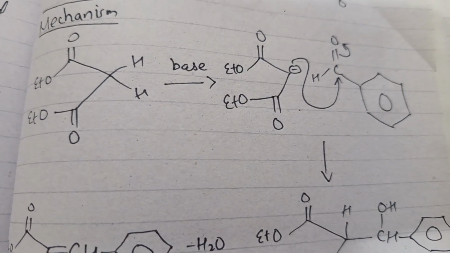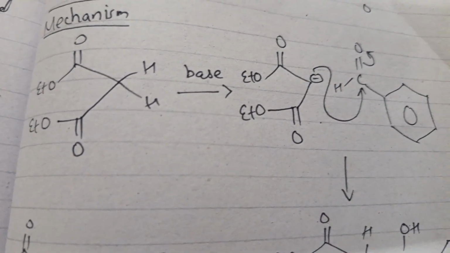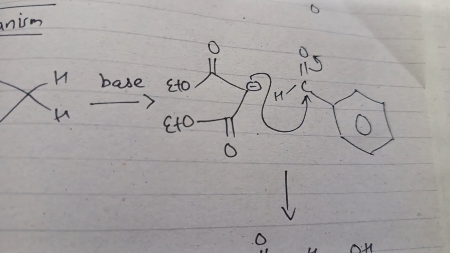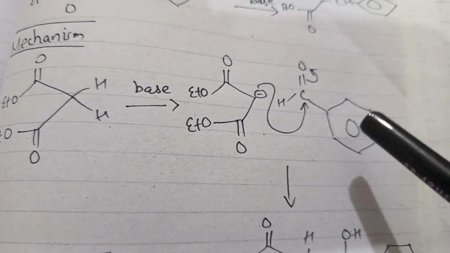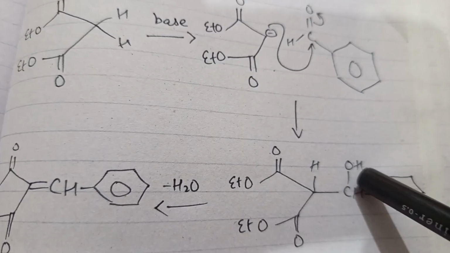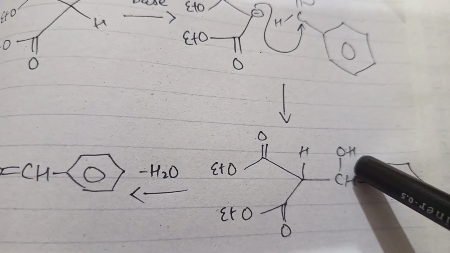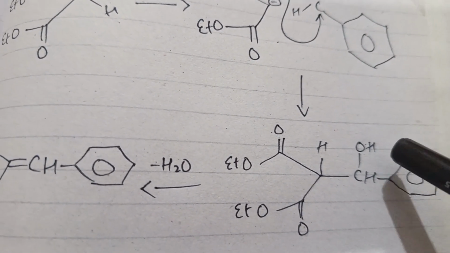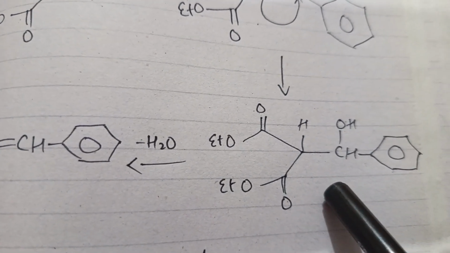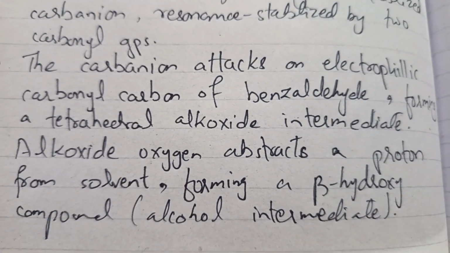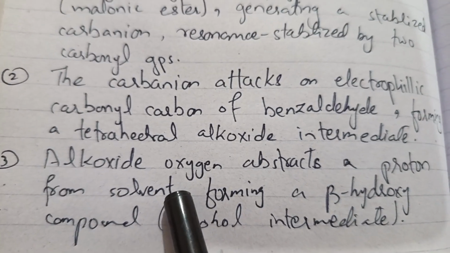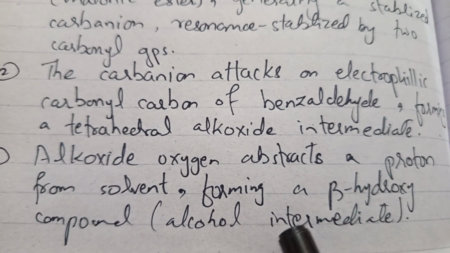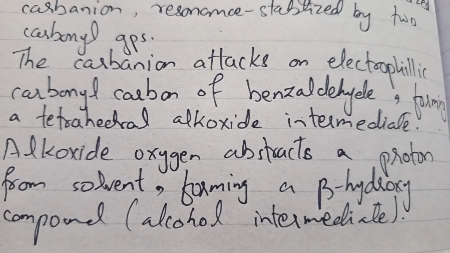Now, what will happen to that tetrahedral alkoxide intermediate? That tetrahedral alkoxide intermediate will gain a proton, right? It will be protonated. It will abstract a proton from the solvent, and it will form a beta hydroxy compound, right? So, what is step 3? The alkoxide oxygen abstracts a proton from the solvent, forming a beta hydroxy compound that is actually an alcohol intermediate, right?